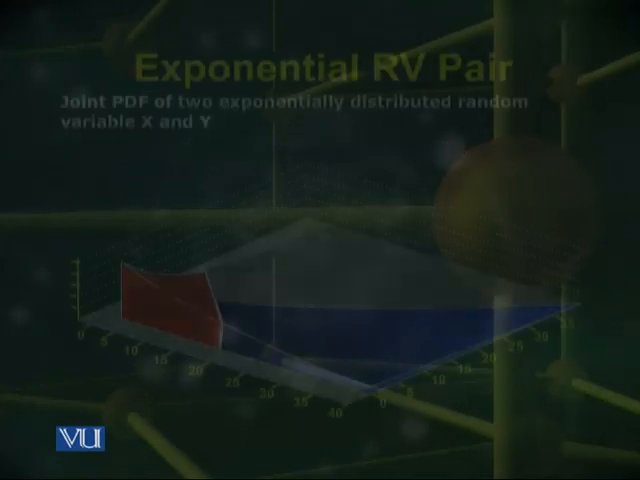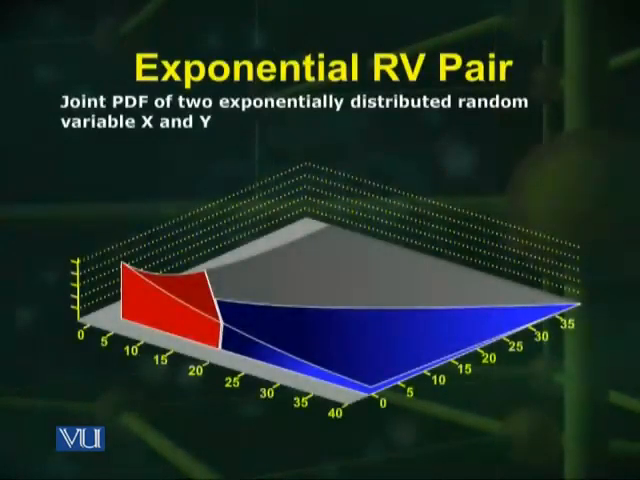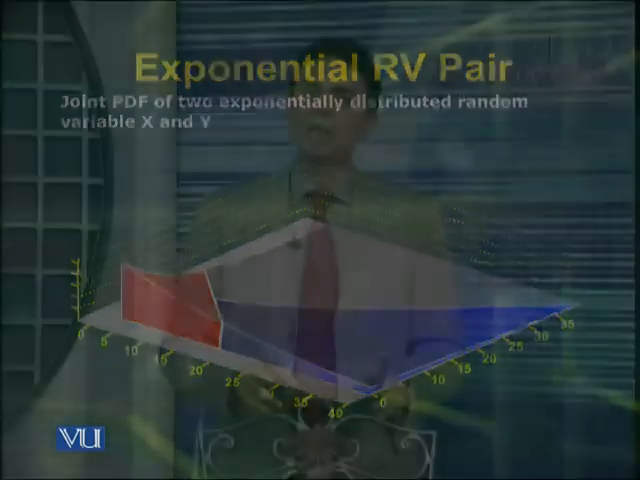I leave it up to you to find the probability of the region shown in gray color on your slide, which represents the event where two televisions fail, giving you a total service time of more than 20 months. But in addition to that, the television Y fails later than television X.